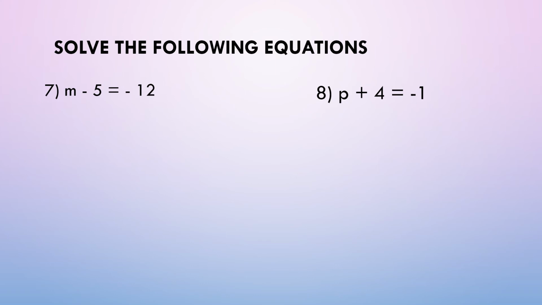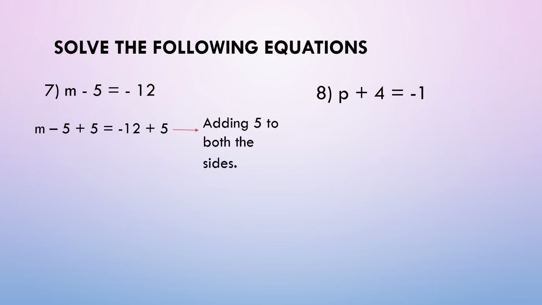So m minus 5 plus 5 is equal to minus 12 plus 5. So we will use addition property of equality, that is adding 5 to both the sides. Okay. So here minus 5 and plus 5 becomes 0. So m plus 0 is equal to minus 12 plus 5. Now minus 12 plus 5 is what? Minus 7. So m is equal to minus 7.